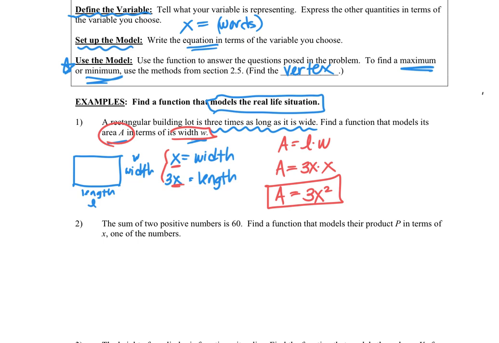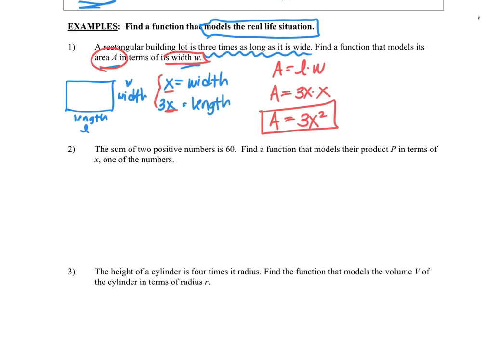Okay. Number 2. The sum, what does sum mean again? Answer to an addition problem. The sum of 2 positive numbers is 60. So when I add those 2 numbers up, I'm going to get 60. Find a function that models their product. What is the product again? When I multiply them, okay, in terms of x, one of the numbers.